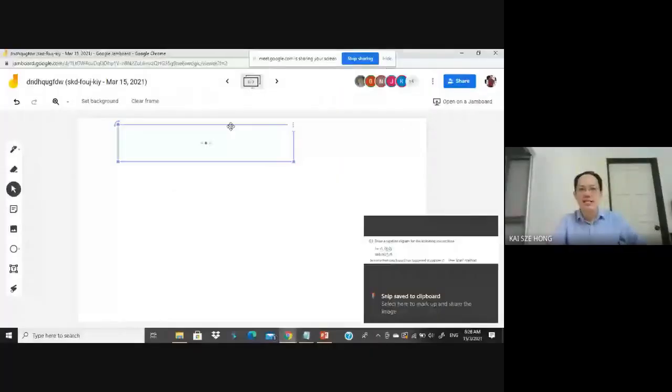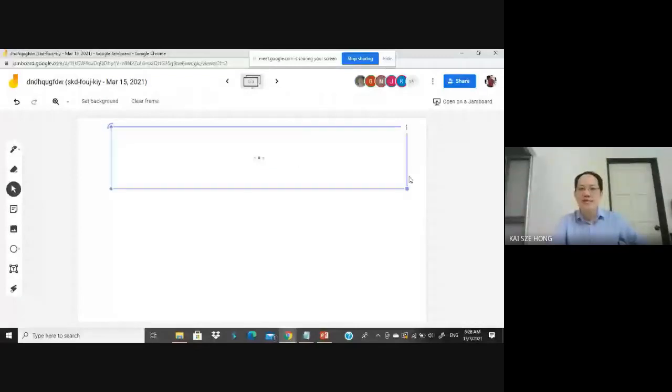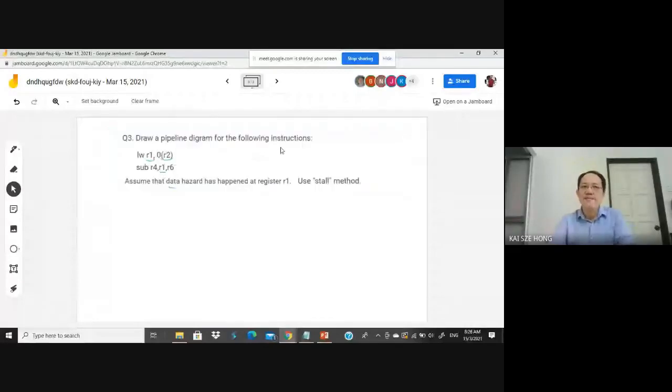Try to redraw the pipeline diagram that you have already done just now. Then draw a pipeline diagram for the following instructions. Load word from the memory, add 0, the memory address inside R2. Then add 0, then you go to R1.